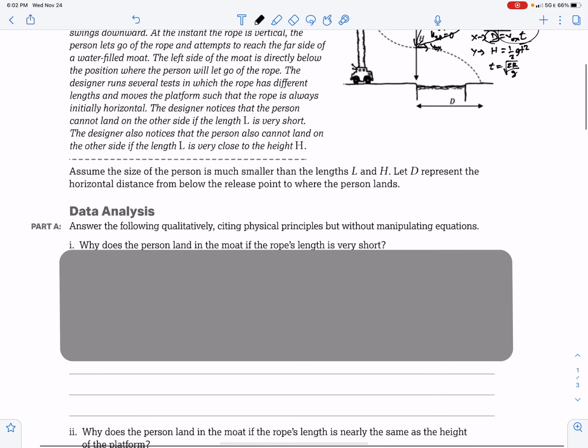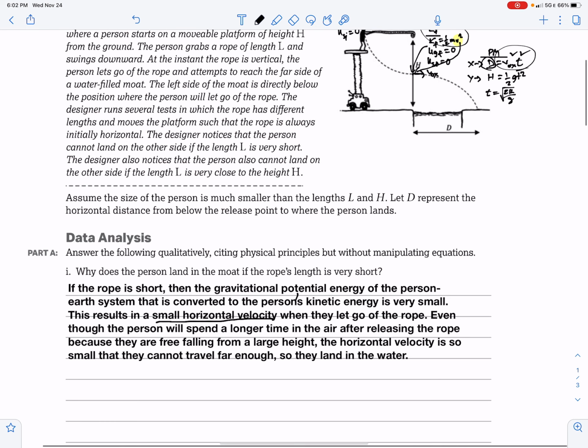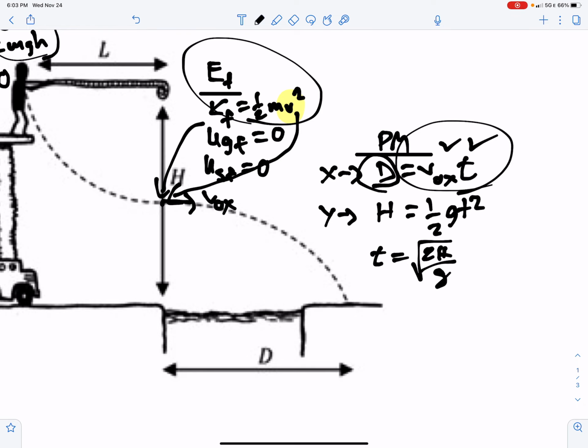Here we go. Why does the person land in the moat if the rope's length is very short? If the rope is short, then the gravitational potential energy of the person-Earth system that is converted to the person's kinetic energy is very small. This results in a small horizontal velocity, so v naught x will be very small when they let go of the rope. Even though the person will spend a longer time in the air after they release the rope, okay, so what we have here is a trade-off.